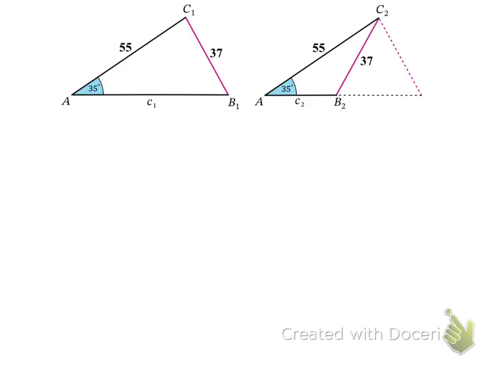Okay, so the two triangle possibility. All right, let's take a look at this. Let's say the given information here was that you were given that A is equal to 35 degrees. I have that little a is equal to 37. And I have that little b is equal to 55.